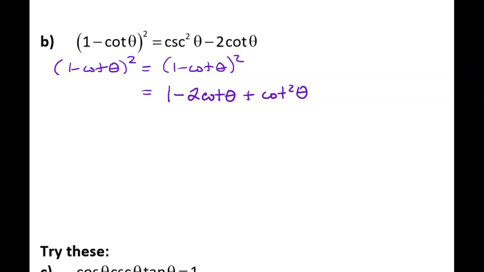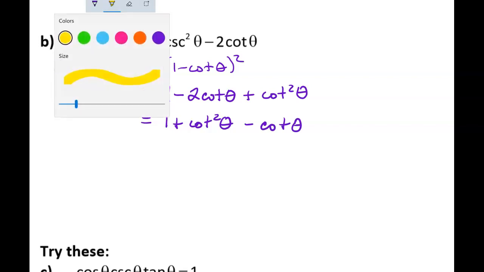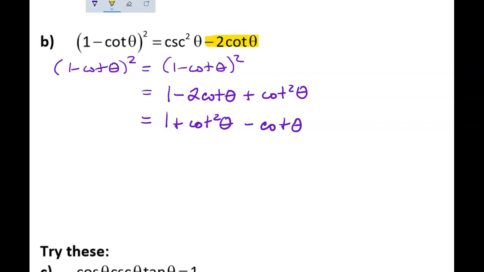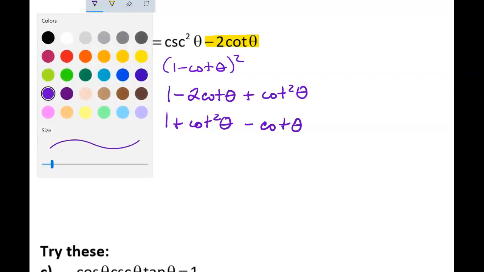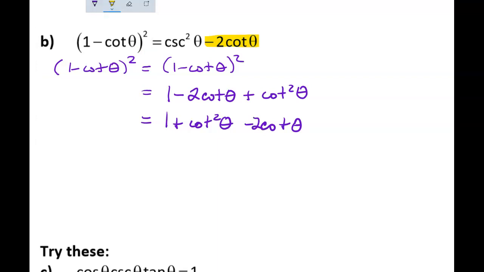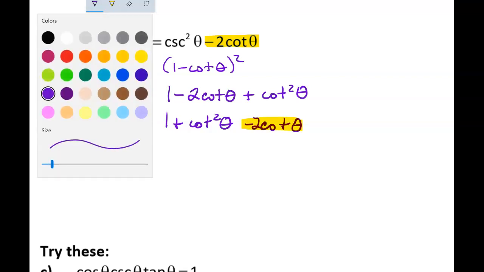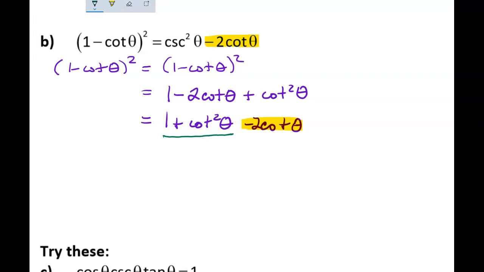From here, what I'd like for you to notice is that the minus 2 cotangent of theta is something that's in our target, right? We're kind of almost there because we're supposed to have a minus 2 cotangent theta on the end, and when we rearrange the terms, we have a minus 2 cotangent on the end. So the only thing we need to do is work on this piece right here.